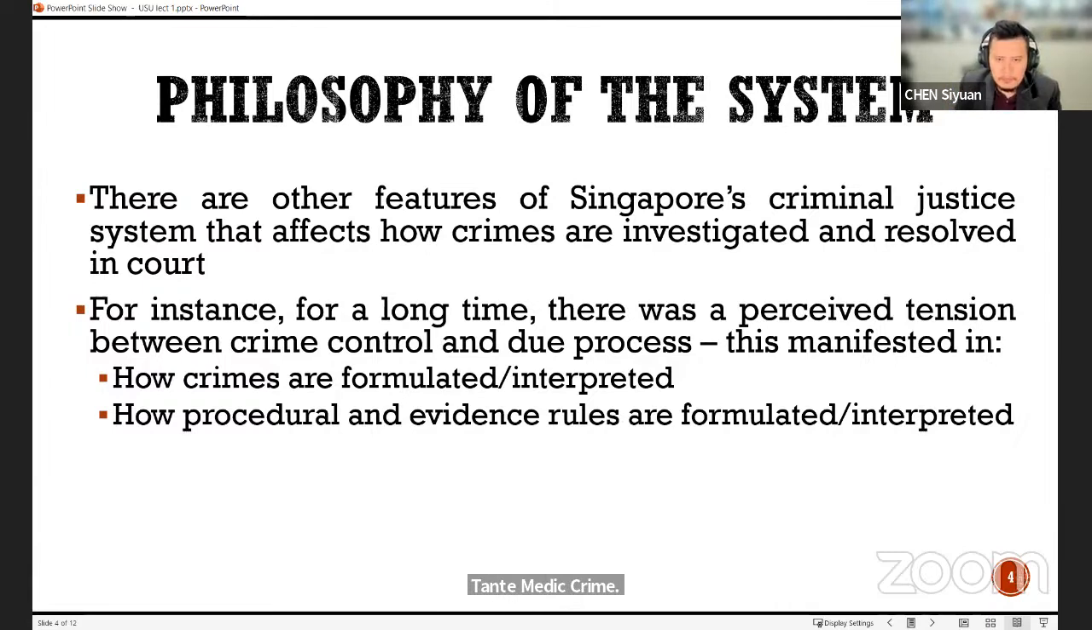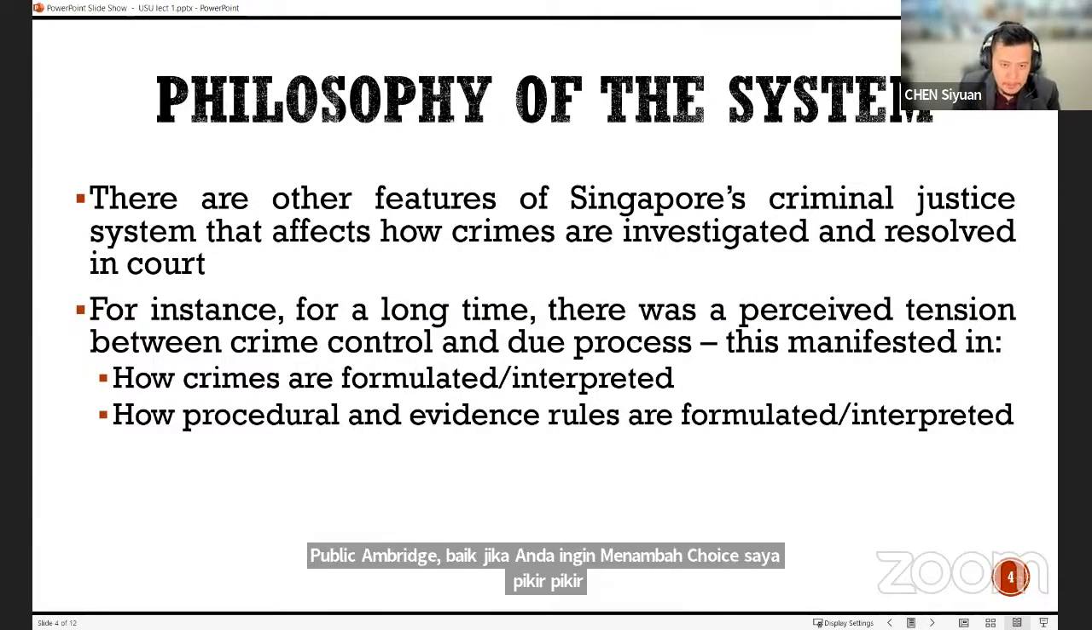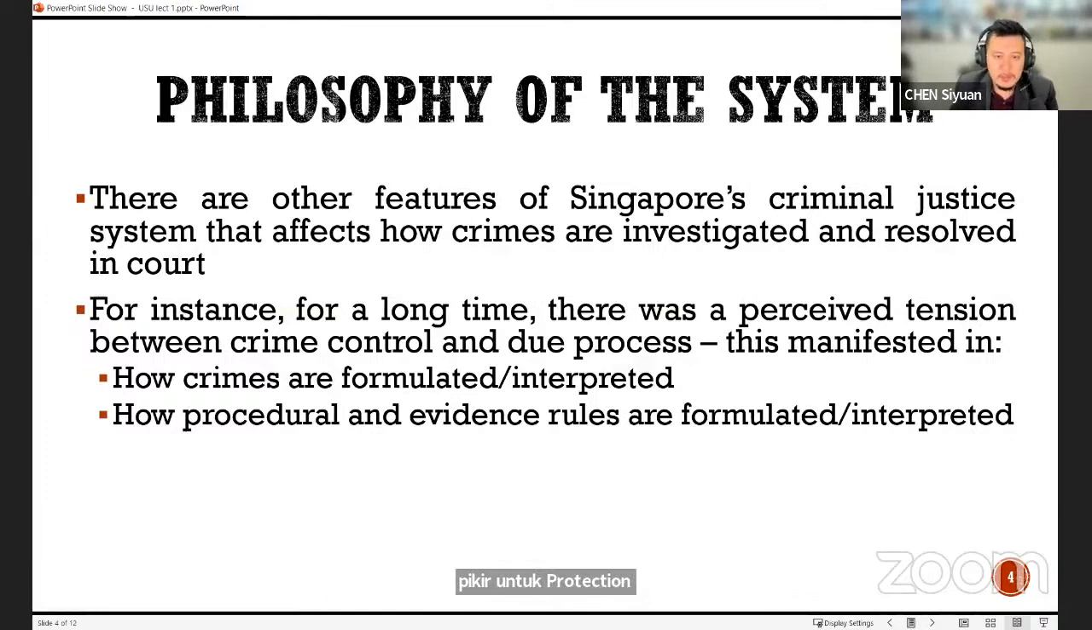But even in procedural law and evidence law, you can see examples of how the system tends to favor crime control rather than due process. We'll look at some of those examples later, but I'll give you an example now. As we often watch on TV, when a person is arrested, what is usually told to the person? What would be one of the first things that you tell a person who's arrested? This is a more Western view. I think generally in Asian jurisdictions, we tell them different things. But when you watch Western TV, they always say you have the right to remain silent, right?